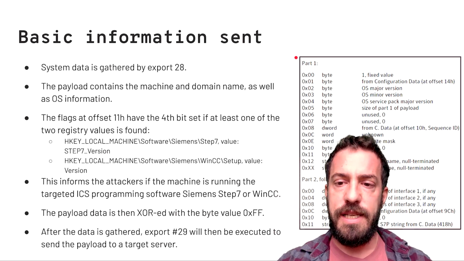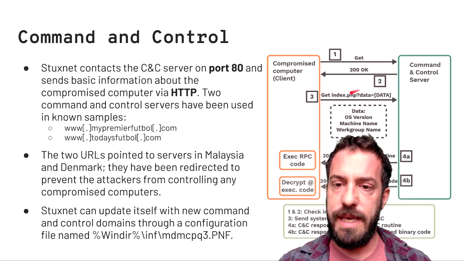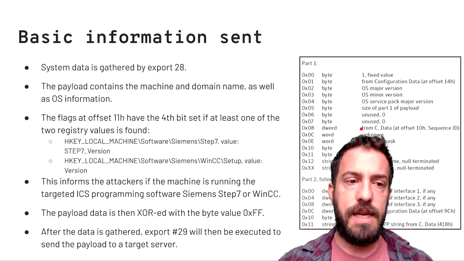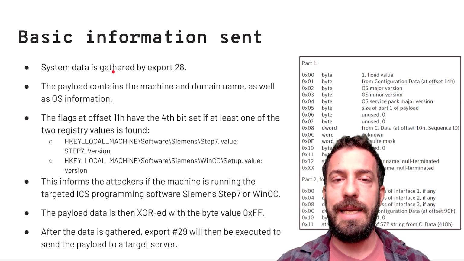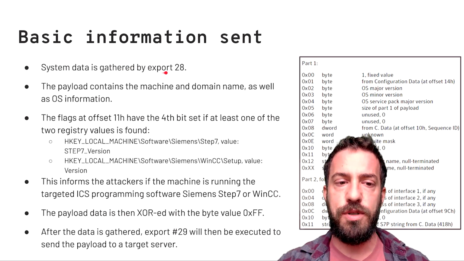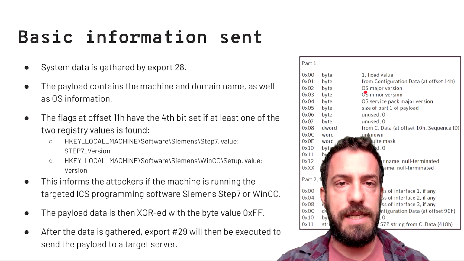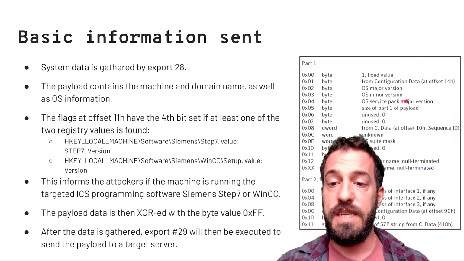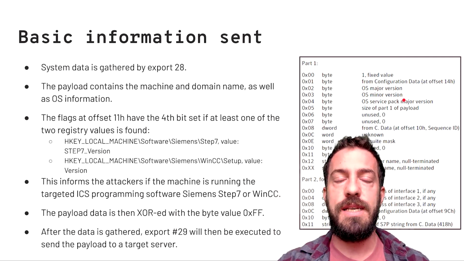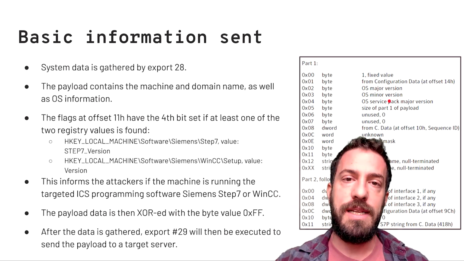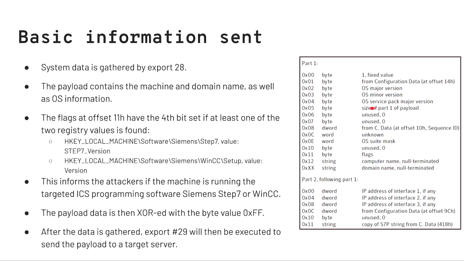So the information that is being sent, let's go back. Here, Stuxnet is sending basic information about the computer. This information is being collected by one of the exports, export 28, and that payload would contain a lot of information, as you can see on the right side of the slide, from machine and domain name, operating system major, minor versions, whether the service packs or not. Again, all these things affect which vulnerabilities are present in the system.